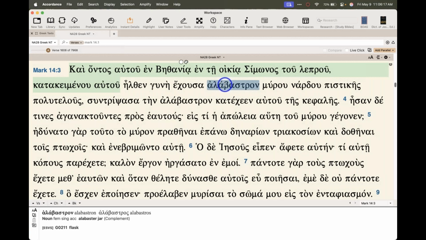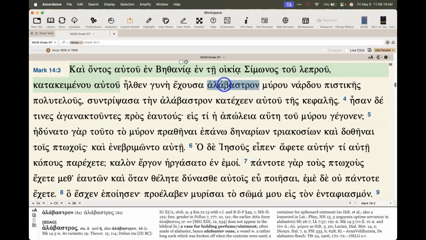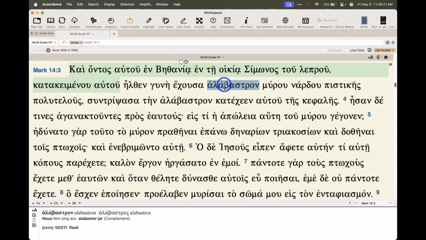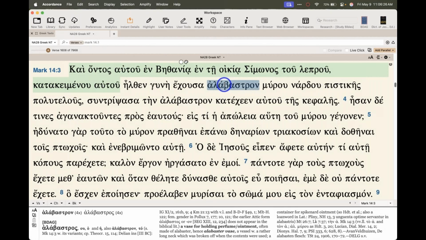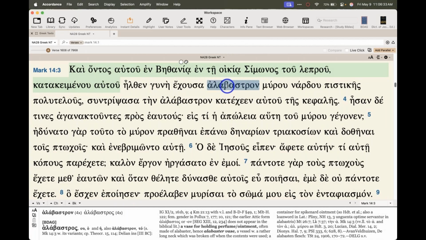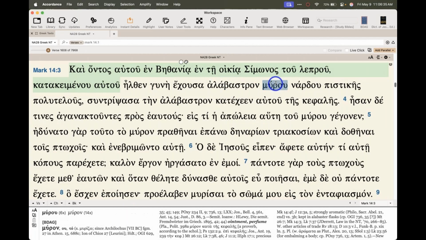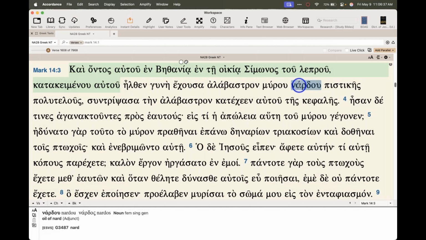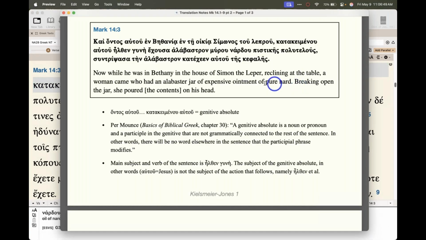I'm hovering over this word for alabaster jar. If I just hit the command key, I'm here on Mac, it toggles to my preferred dictionary, but also shows me the word count. So that occurs just 4 times. Ointment or perfume 14 times, nard 2 times. None of these are probably household words in 21st century United States or whatever country you might be in. So we'll struggle through that together a little bit.